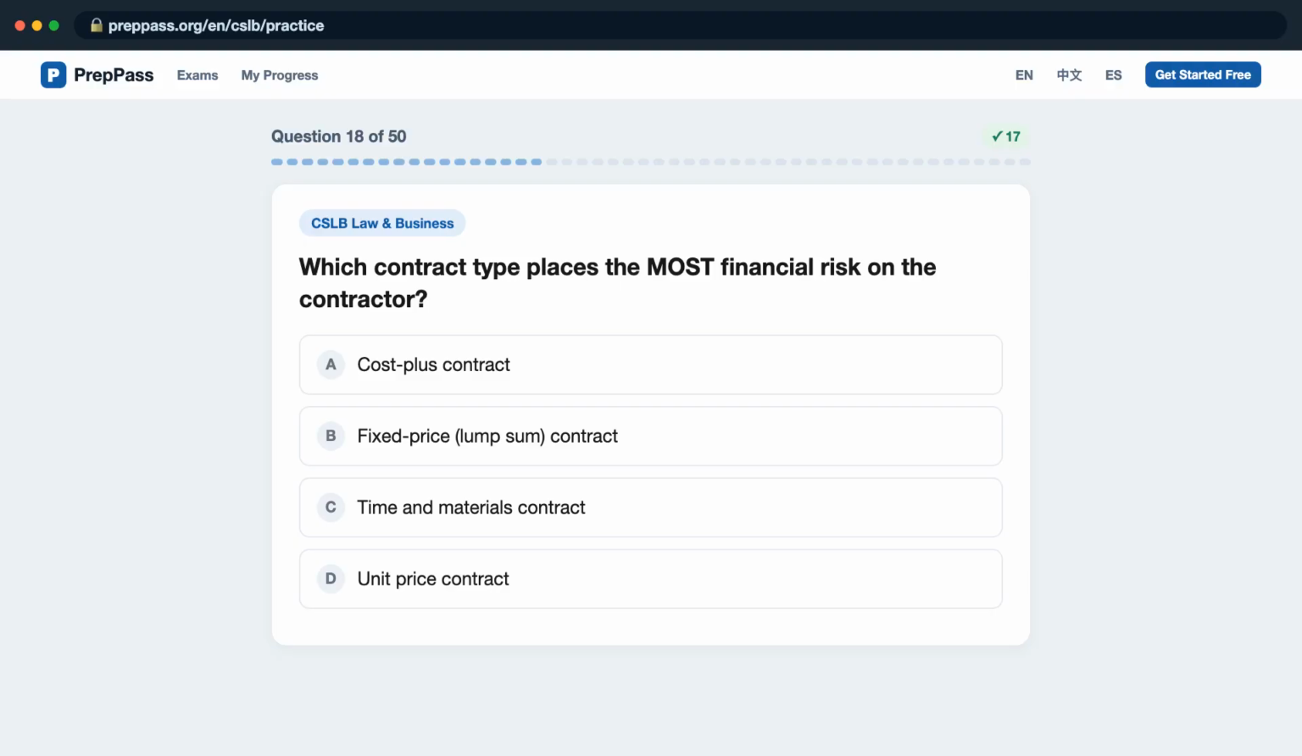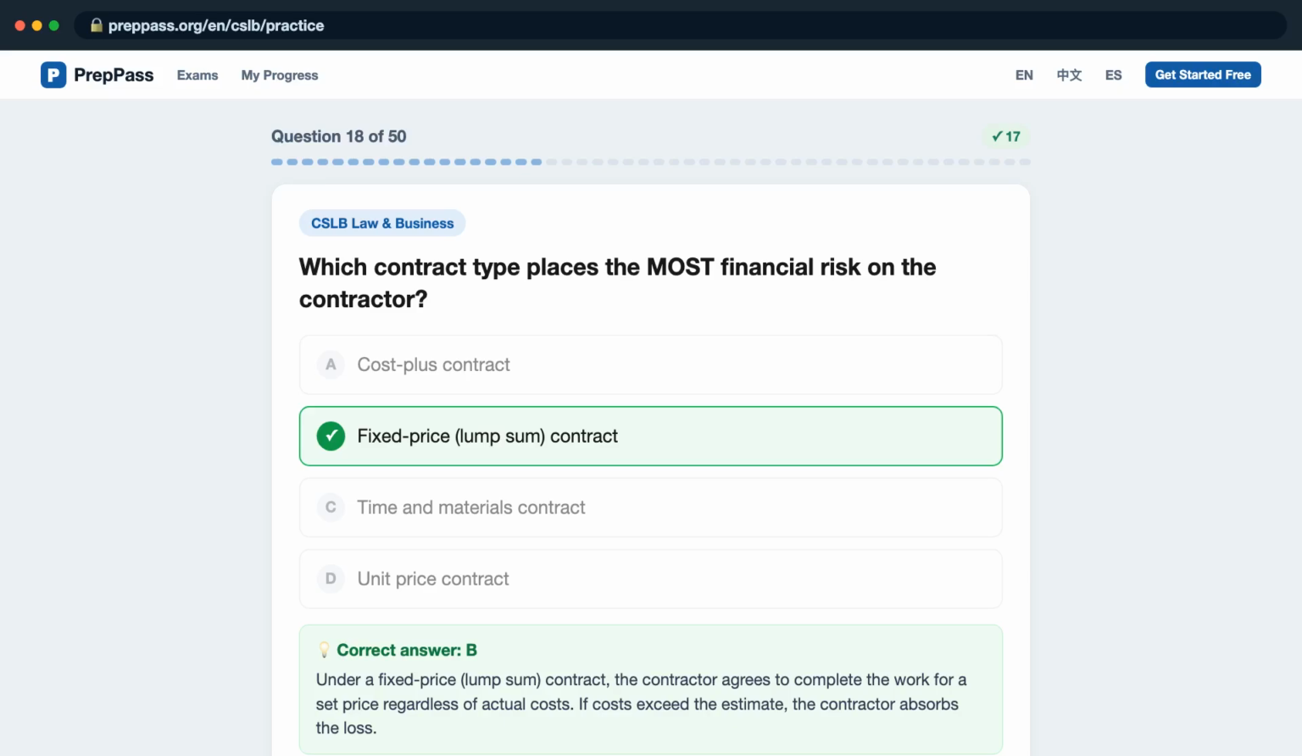Question 18. Which contract type places the most financial risk on the contractor? Is it A, cost plus contract? B, fixed price, lump sum, contract? C, time and materials contract? D, unit price contract? The correct answer is B.